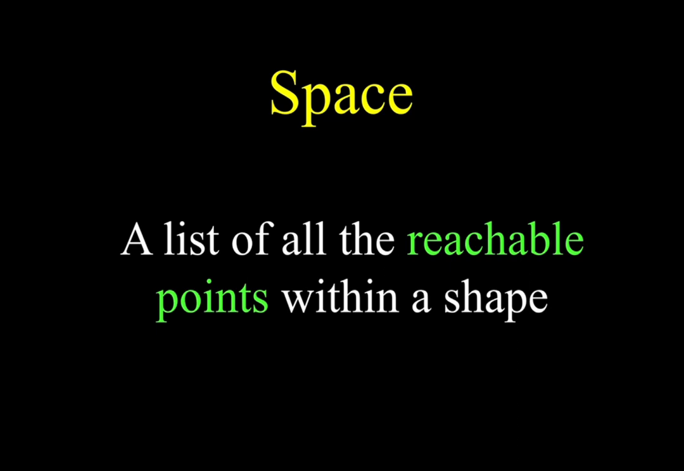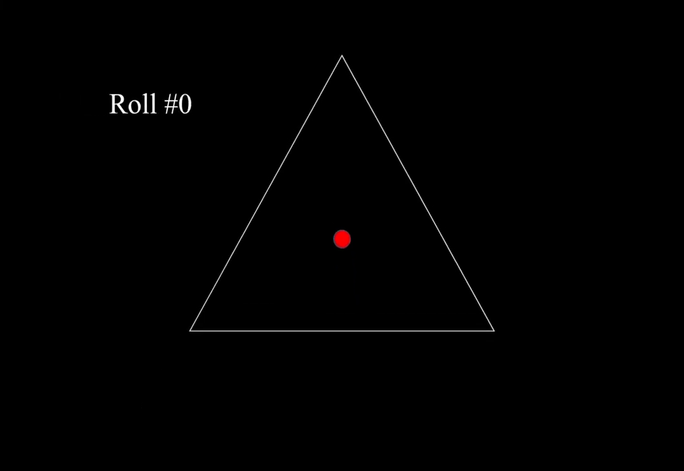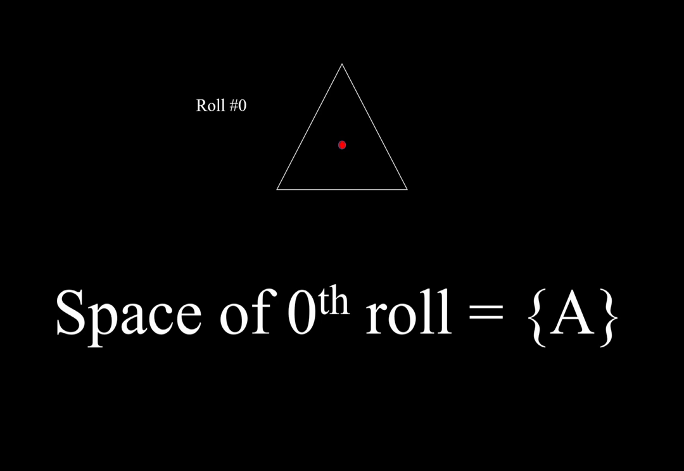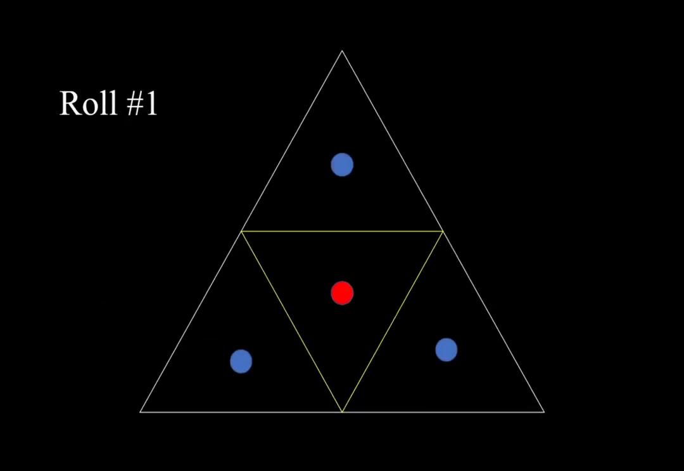Let's look at what happens when the die is thrown through different levels of this Sierpinski triangle. This is row 0. At this point, there is only one reachable point in the Sierpinski triangle, which is just the triangle itself. So let's say that the space is A for the attractor. This is row number 1. These three points are all the possible points that the new dot can end up in after this first row. These correspond to the location left, top, and right.